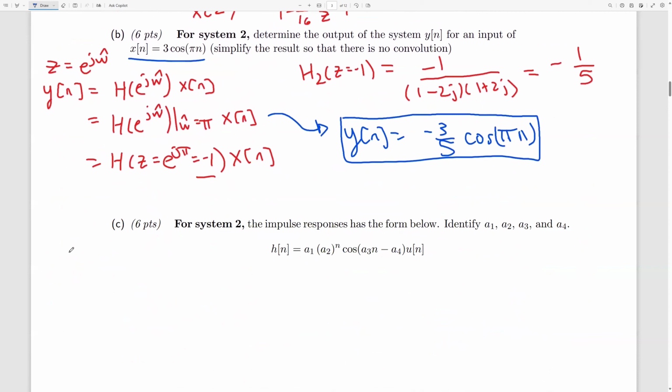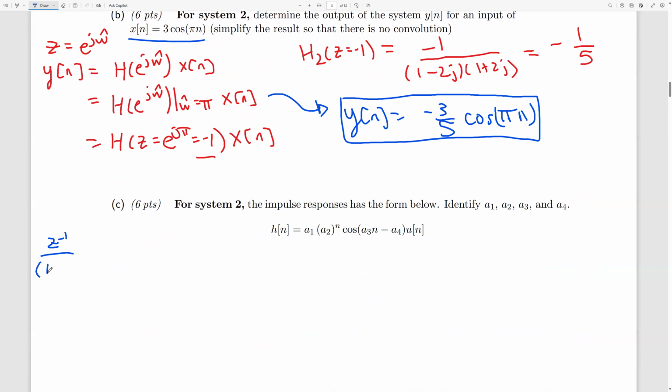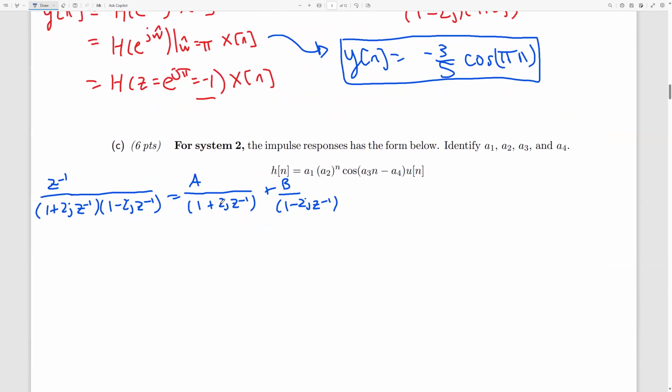So you're going to get z to the negative 1 over 1 plus 2j, z to the negative 1, times 1 minus 2j, z to the negative 1. And I'm going to split this as equal to A over the first fraction, 1 plus 2j, z to the negative 1, plus B over 1 minus 2j, z to the negative 1. And this is the same thing as asking for z to the negative 1 equals A times 1 minus 2j, z to the negative 1, plus B times 1 plus 2j, z to the negative 1.